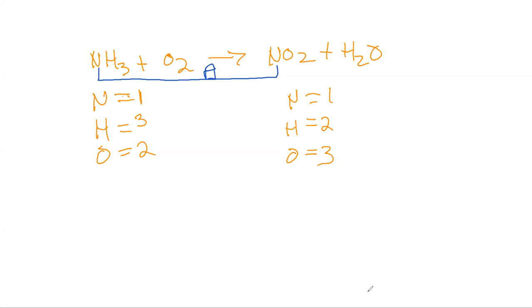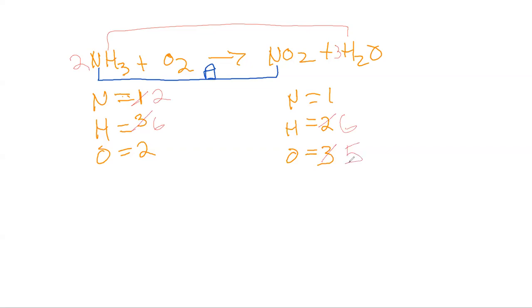My next step is I can look at my hydrogens. Now my hydrogens aren't balanced, so I need to figure out what to do. If I have a 3 here and a 2 here, the next number that they both go into is 6. So if I add a 2 in front of here, that would turn that into 6 hydrogens and 2 nitrogens. If I add a 3 in front of here, that turns that into 6 hydrogens. And then that gives me 3 times 1, so that's 3, plus another 2, 4, 5 oxygens.